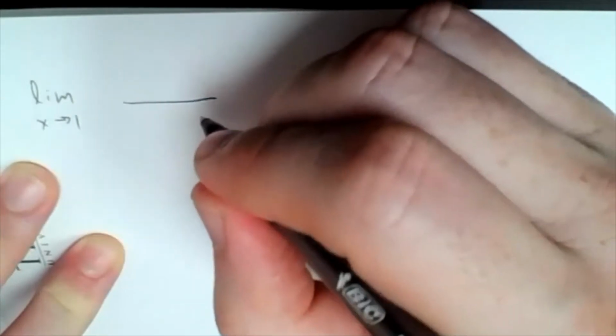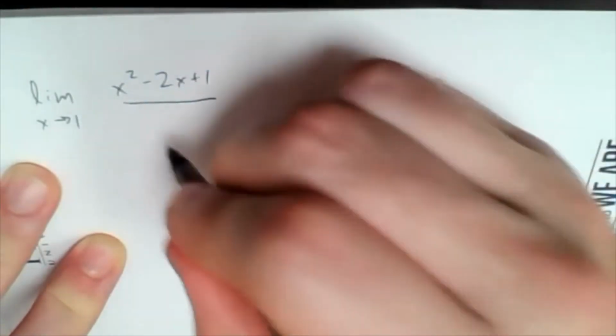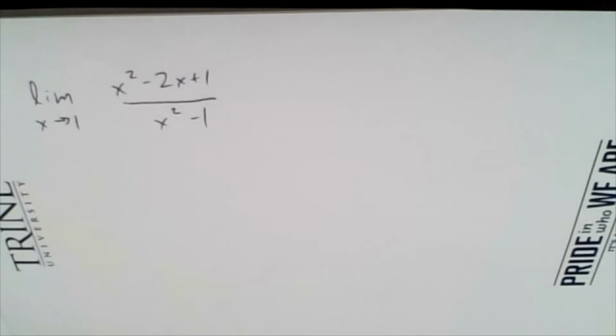Let's look at some more of the homework questions from last week. Problem 4 asks us to calculate the limit as x tends to 1. The function we are looking at is (x squared minus 2x plus 1) divided by (x squared minus 1).